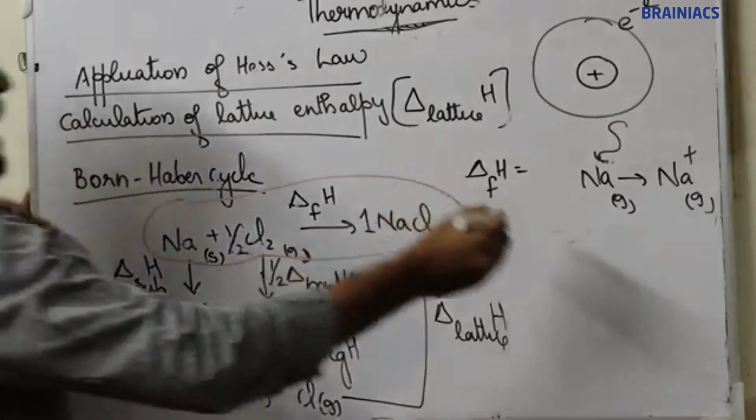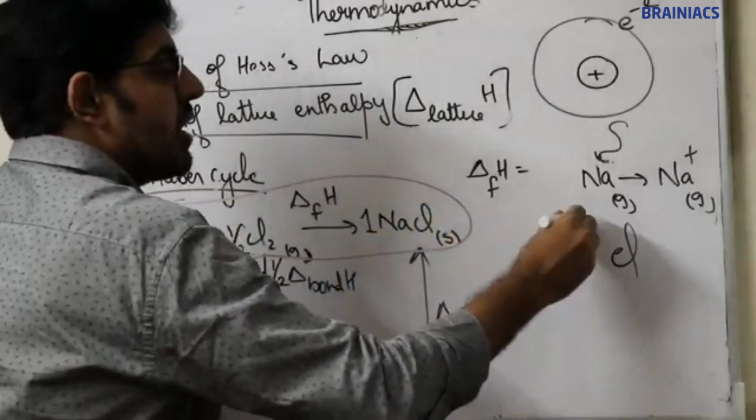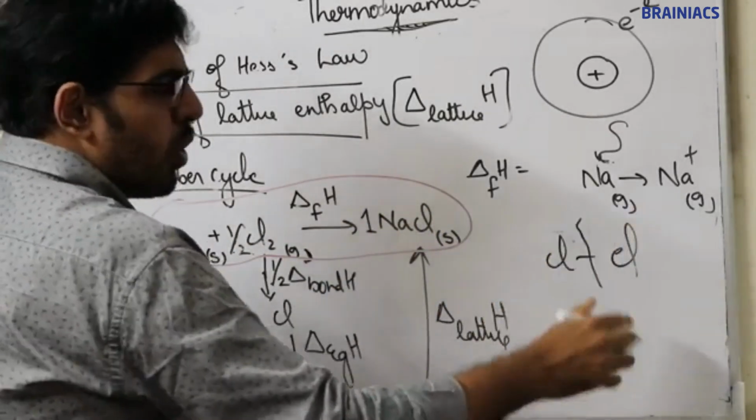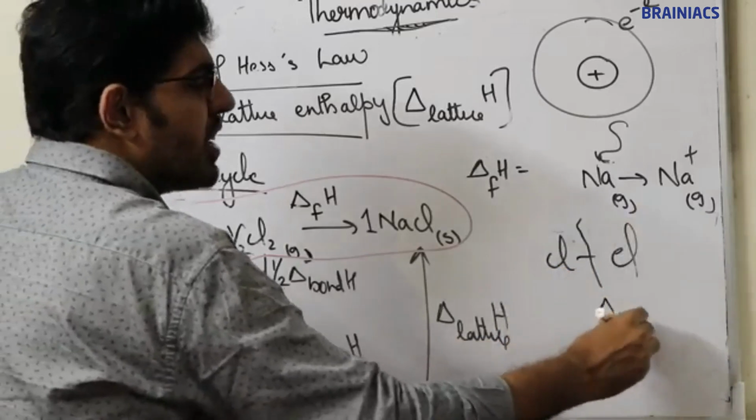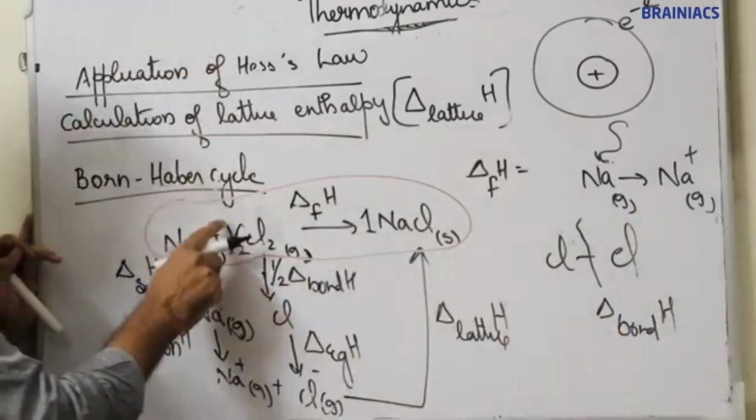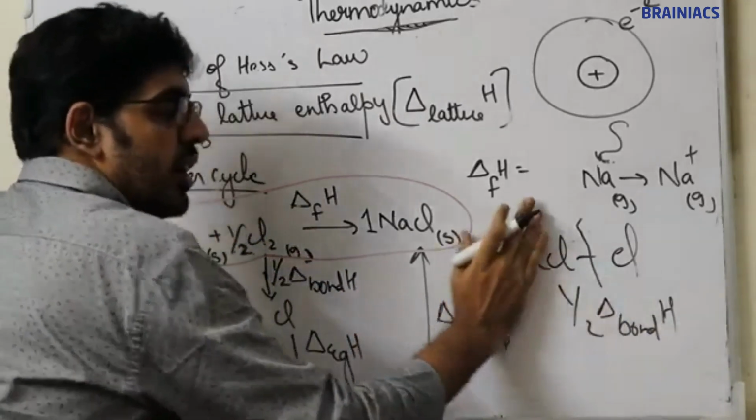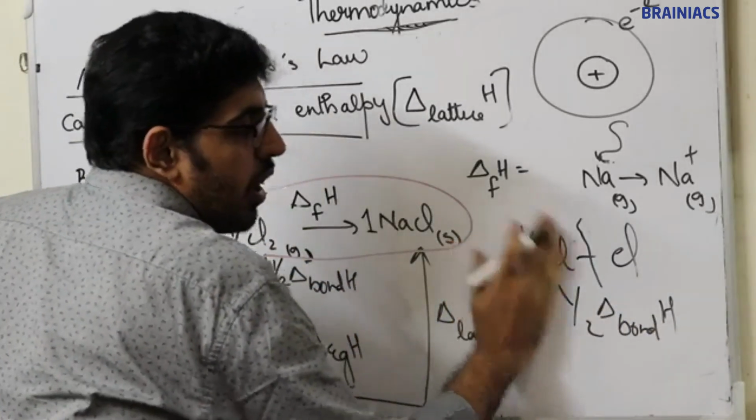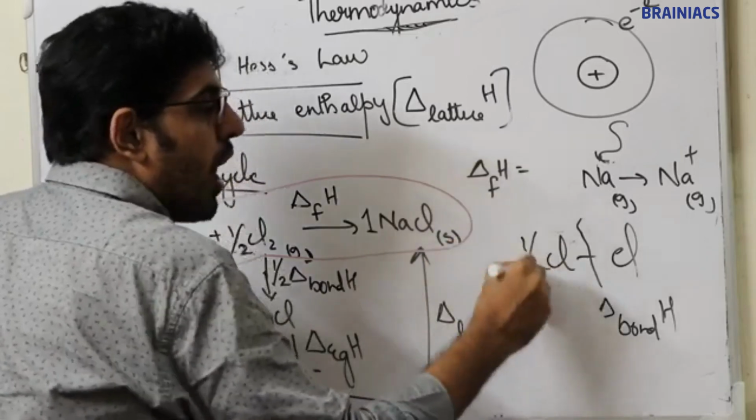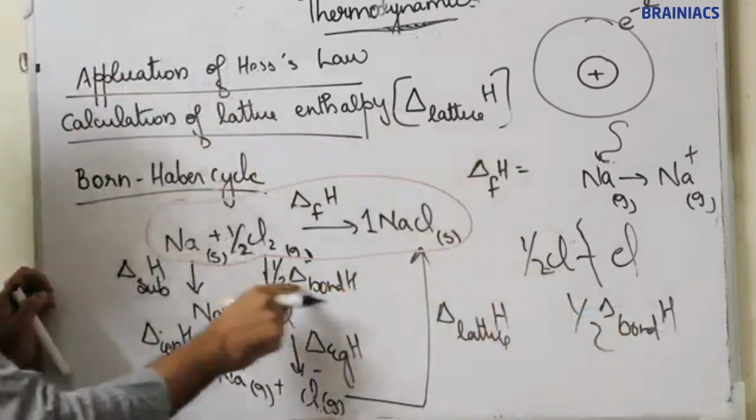Now, the energy required to break the covalent bond in a diatomic molecule is bond dissociation enthalpy, right? Now here we are considering only half Cl2, so it is half the bond dissociation enthalpy. For 1 Cl2, it is the bond dissociation enthalpy. So for half Cl2, it is half the bond dissociation enthalpy.